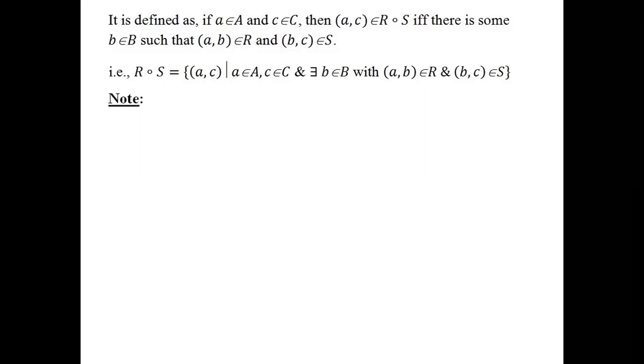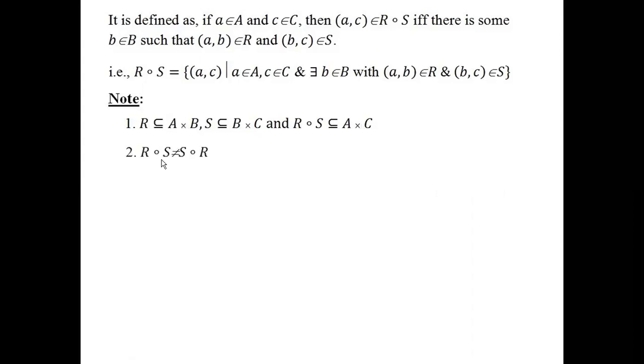So I'll just note these points for better understanding. R is a subset of A cross B. S is a subset of B cross C. Then R composition S is a subset of A cross C. Whenever we take the cross product of any two sets, it is the set of all the ordered pairs in those two sets. So the relation R will obviously be a subset of A cross B, S will be a subset of B cross C, and R composition S will be a subset of A cross C.